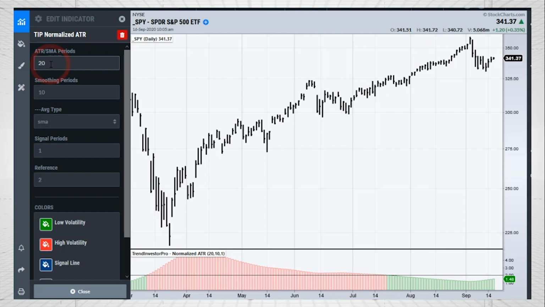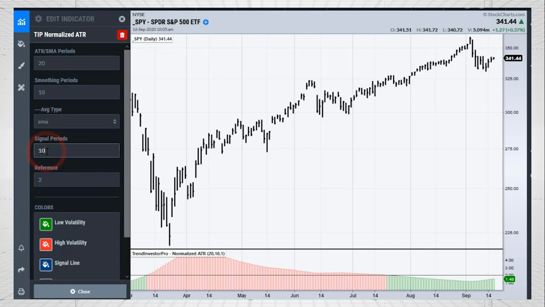And so if you choose 20, that's going to be a 20-day ATR divided by 20-day SMA to keep it uniform. I could change that to 10. It would be 10-day ATR divided by a 10-day SMA. I smooth it with 10 periods. And you can also add a signal line.